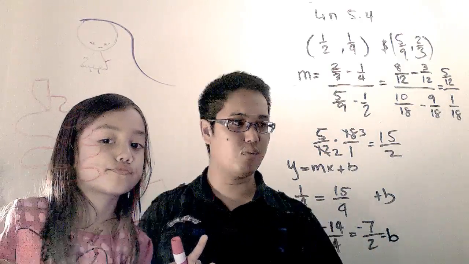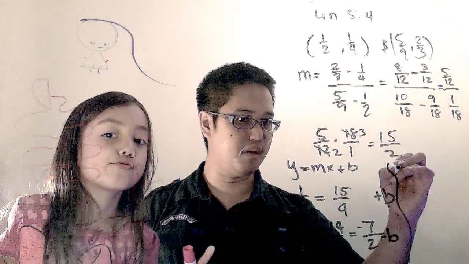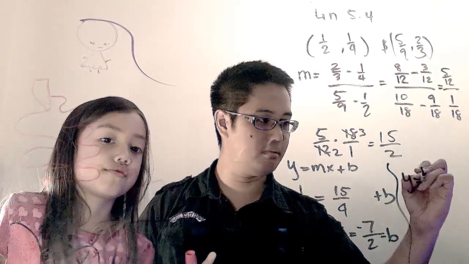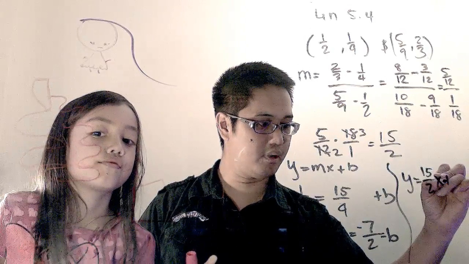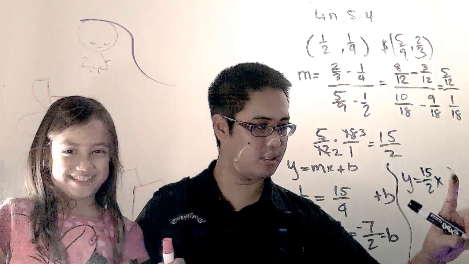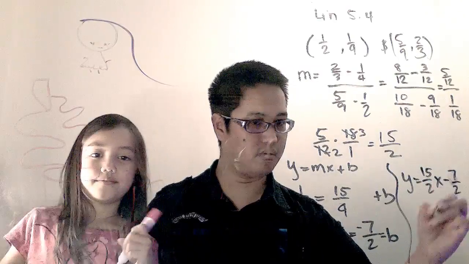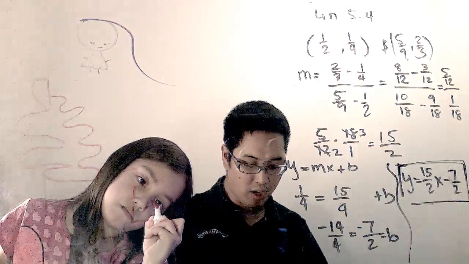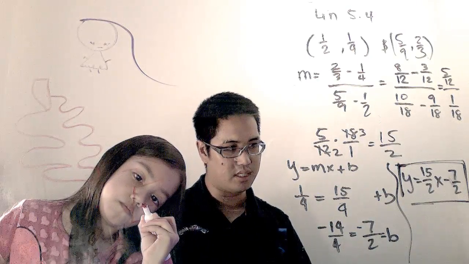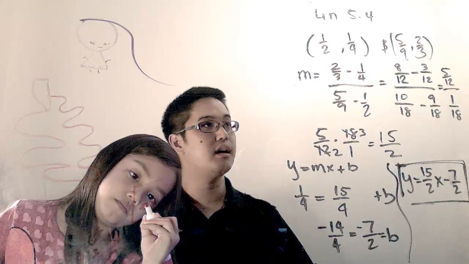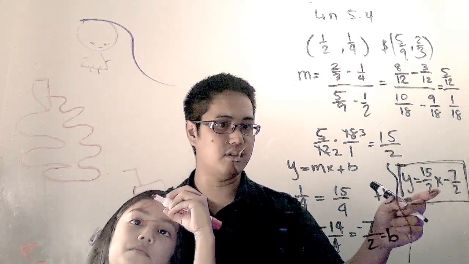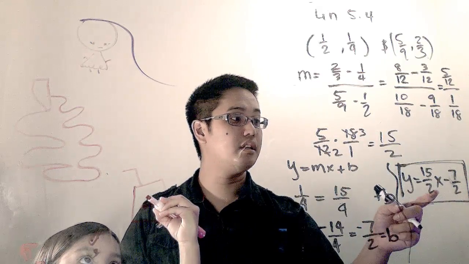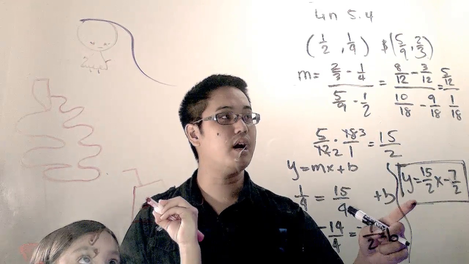So my equation is y equals mx plus b. Sorry, I'm running out of room here. It is y equals the m, which is 15/2, x plus, not plus, but minus 7/2. That's my equation. If I wanted to, and I would encourage you to do this, take the other point and plug it into here and see if you get that. If you plug in x equals 5/9, you'll end up calculating all this out and getting y equals 2/3.